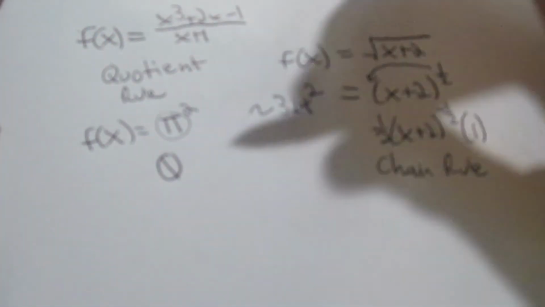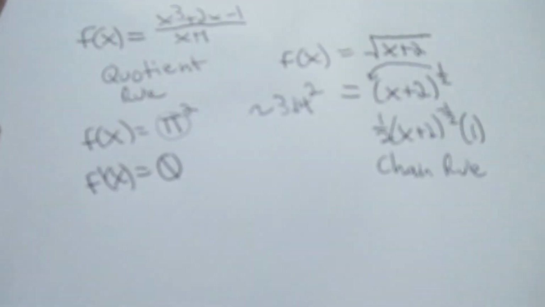It's always 0. f prime of x equals 0. So yeah, a little bit tricky. Don't fall for it, because pi is a number, not a variable. And like I said, constant derivatives are always 0.